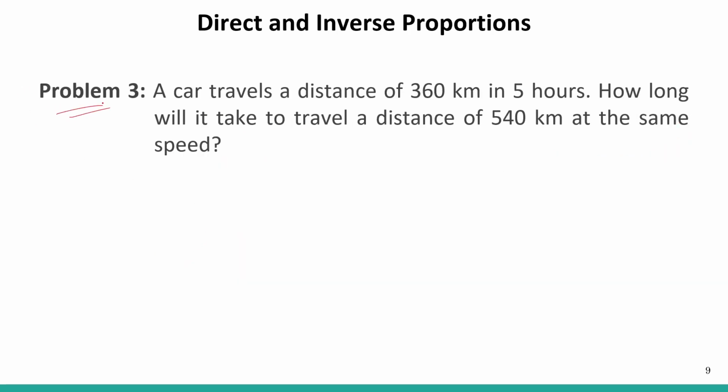So problem number 3. A car travels a distance of 360 km in 5 hours. So how much distance does the car travel? It travels 360 km. In how much time? In 5 hours. So how long will it take to travel a distance of 540 km at that same speed? The car goes with the same speed. So speed of the car is 360 by 5, right? So this is nothing but 72.